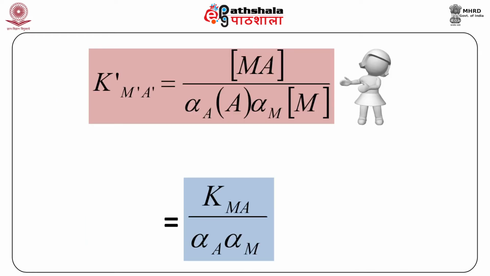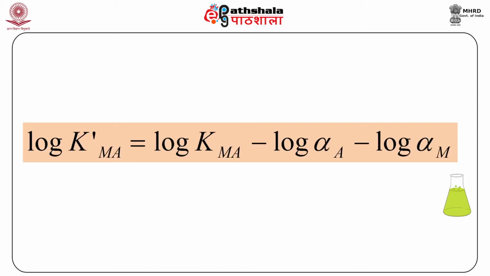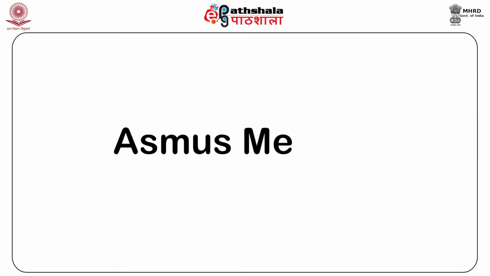Now, further putting these values, we get K dash times M dash times A dash is equal to the concentration of MA divided by alpha A alpha M. Now, we can take log on both sides. So, this equation becomes log K dash MA is equal to log of KMA minus log of alpha A minus log of alpha M.